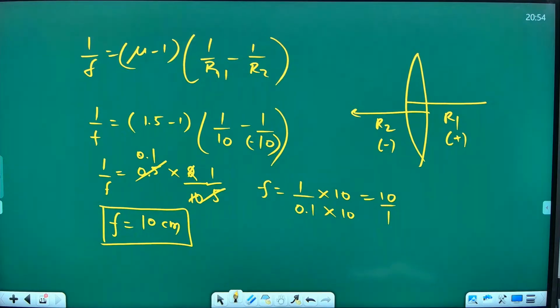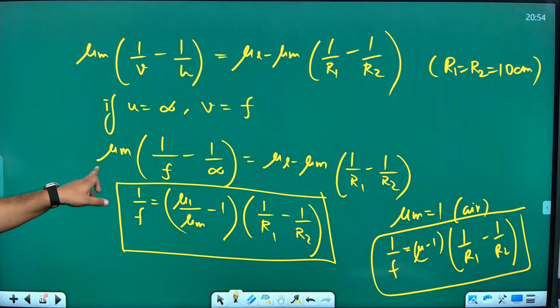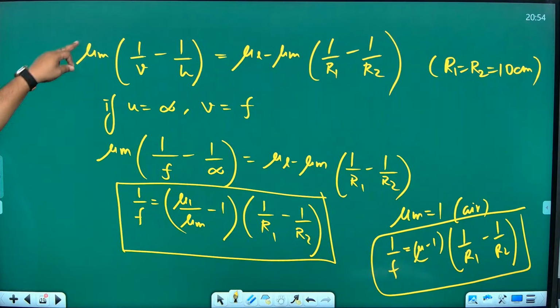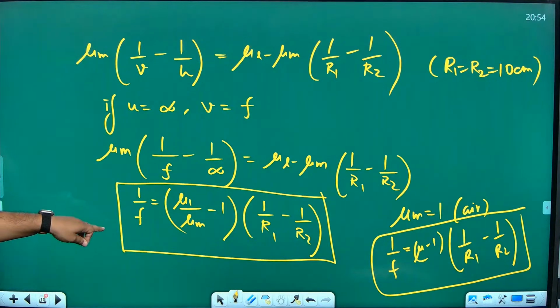Shall I give the next? He's asking that we have done lens maker's formula, with that can we get the lens formula? Yes, we can get. From lens maker's formula itself, you can derive the lens formula. See how. You got this step, no? This step and this step, if you equate these two, then what will happen?